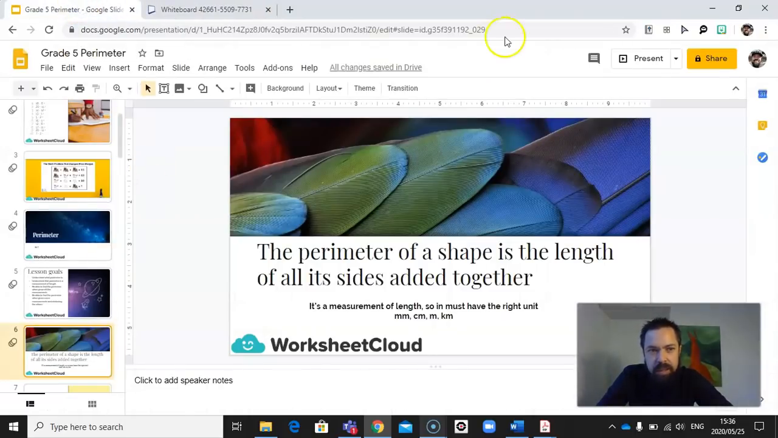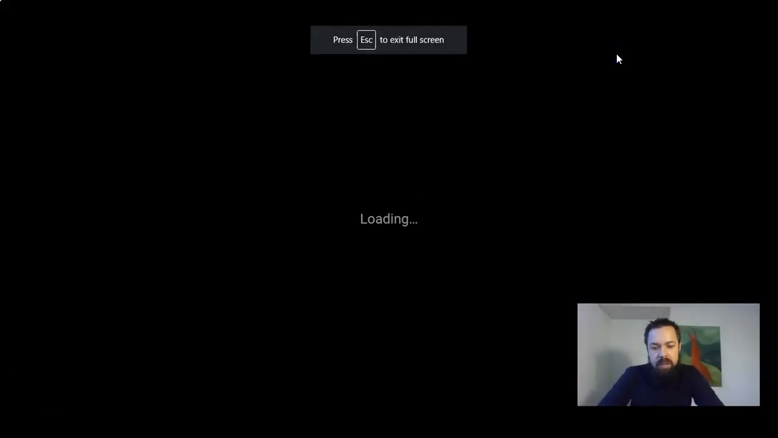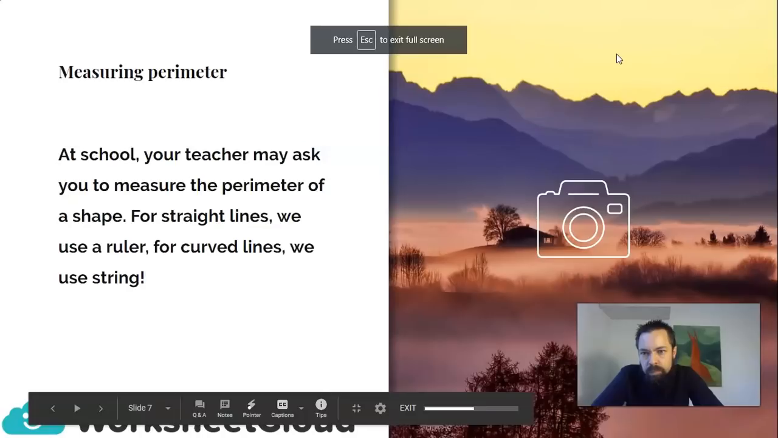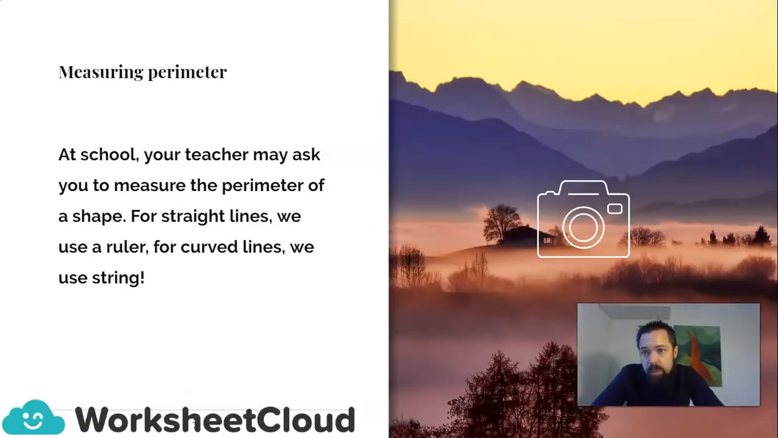I'm quite strict about that as a teacher. In fact, if you leave out the unit of measurement, I tell you you're wrong, and I mark it wrong. So at school, with measuring perimeter, your teacher may ask you to measure the perimeter of a shape. I can't do that. I can't see you. I'm unable to see your shape or your tools to see that you're doing it right. So we're going to work with perimeter when I've given you a shape and I've told you how long the lengths are. But for measuring straight lines, like the shape that we looked at now, the rectangle, we use a ruler.